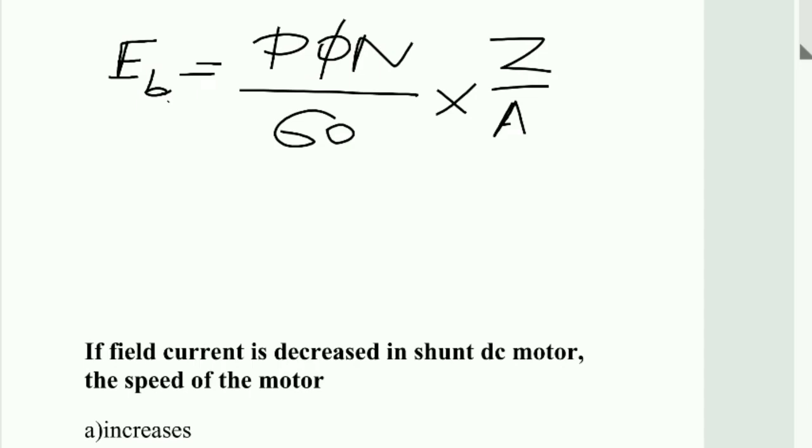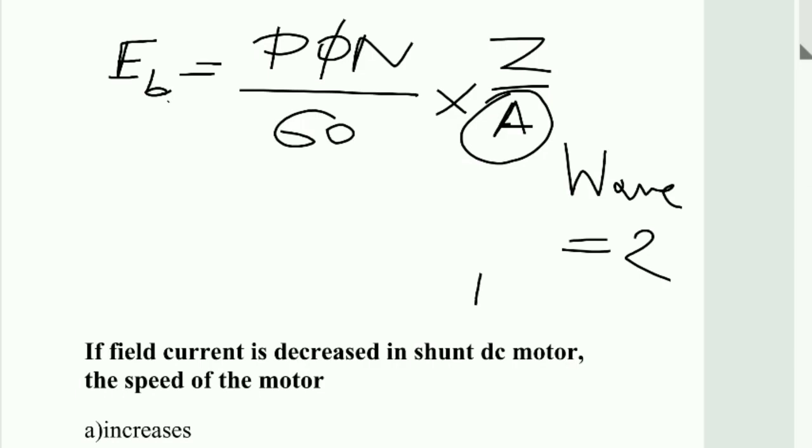What is P? P is the number of poles. Phi, what is phi? Flux per pole. What is N? N is speed in RPM. That is why we divided by 60. And Z is number of conductors, and A is number of parallel paths. For wave winding we take A equals 2, and for lap winding we take A equals number of poles. अगर 4 पोल की मशीन है तो A equals to 4 ही होगा.